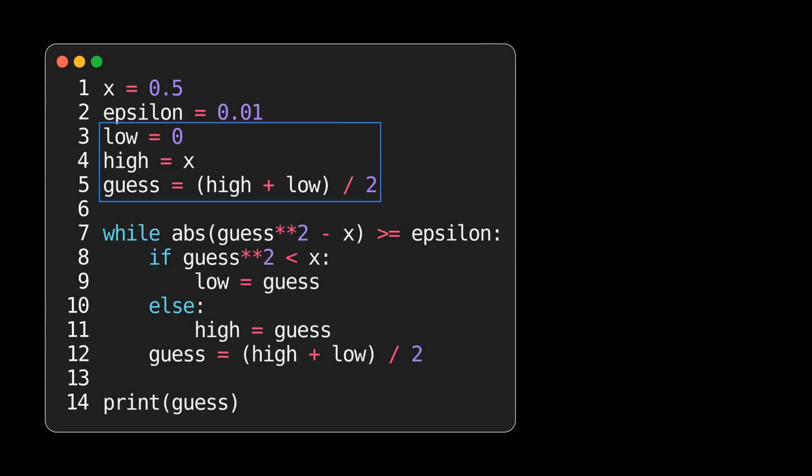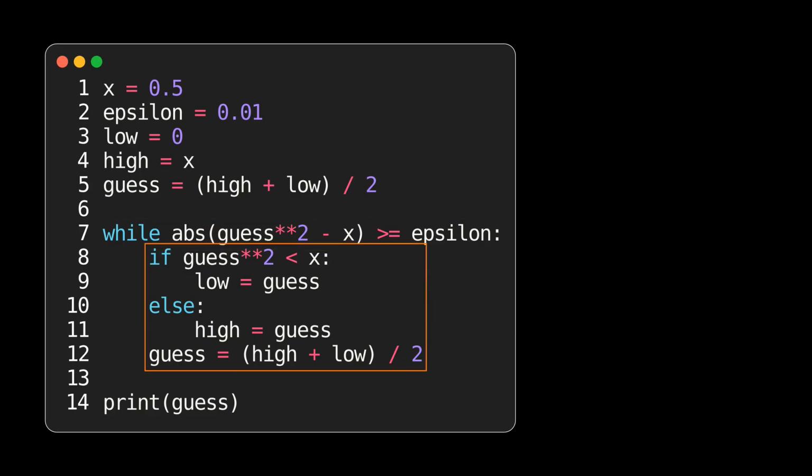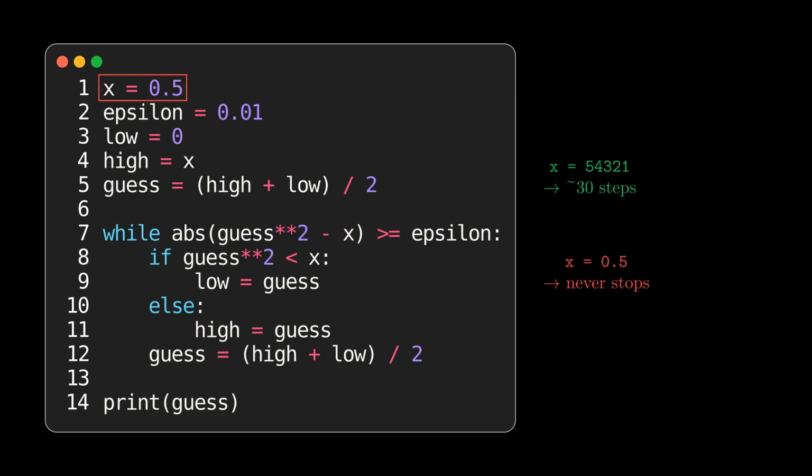We set low to 0, high to x, and loop while our guess squared is more than epsilon away from x. Each pass moves low or high and recomputes the guess. For a number like 54,000, it finishes in about 30 steps. But run it with x set to 0.5 and it spins. It should have answered by now, so we stop it.